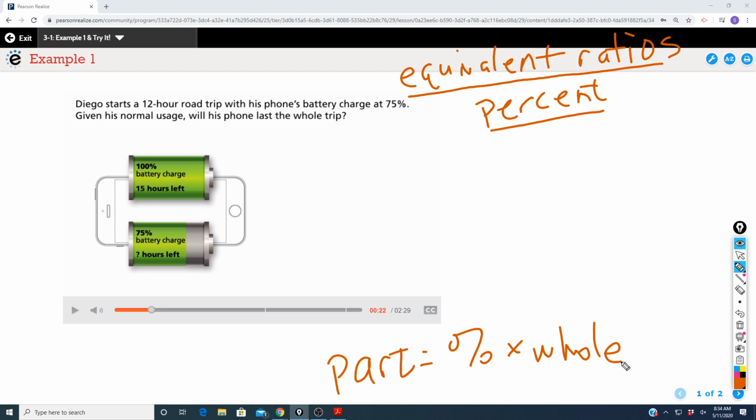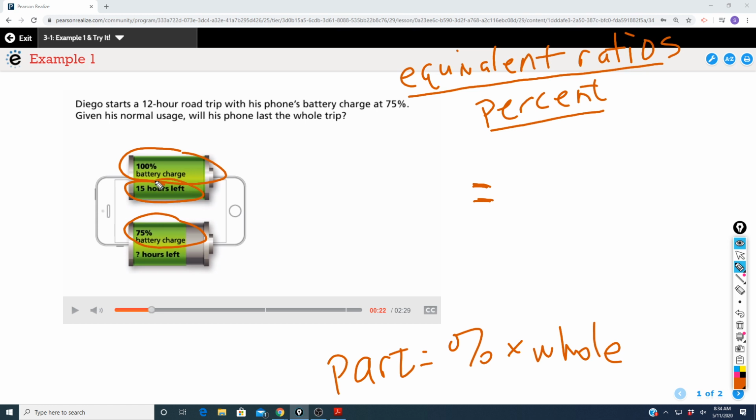What we can do is set up two equivalent ratios. If you remember, I did talk about setting this up at one point during the year, but it's okay. The idea is to get refreshed with this. So what do you see as your information? You see the battery charge, and you also see the hours left.